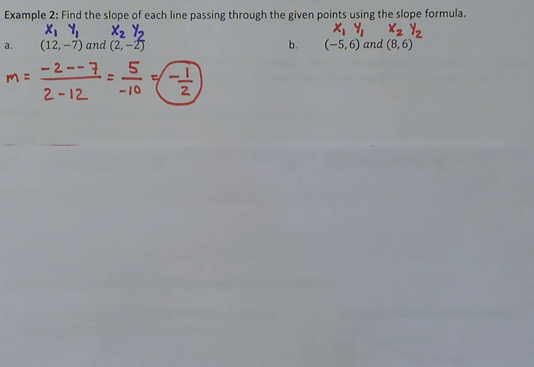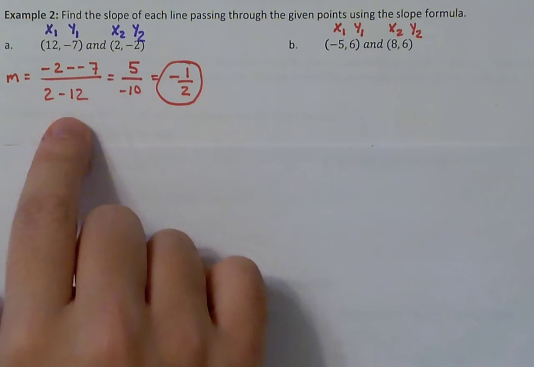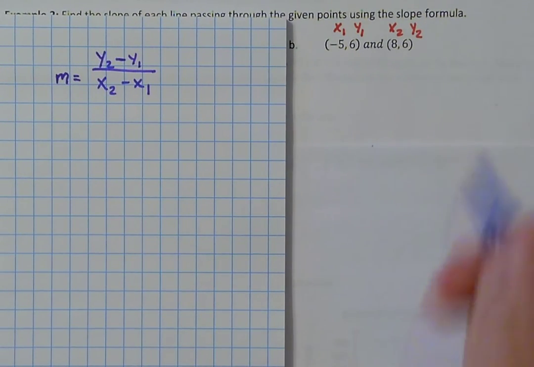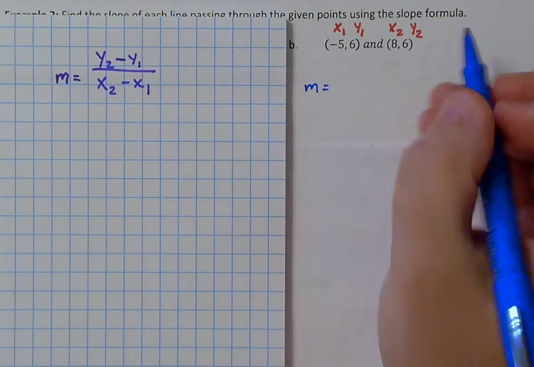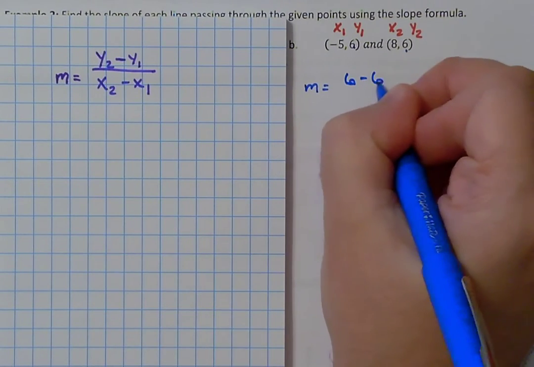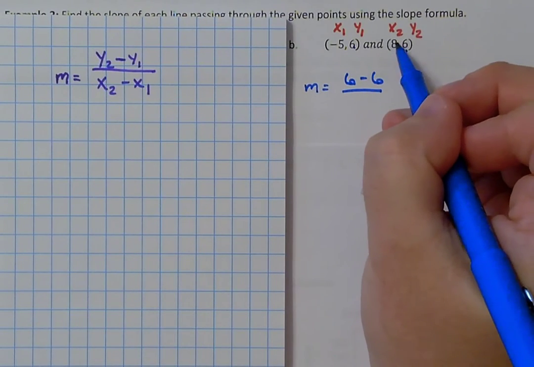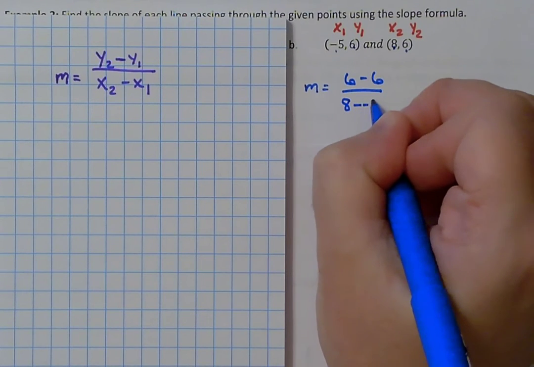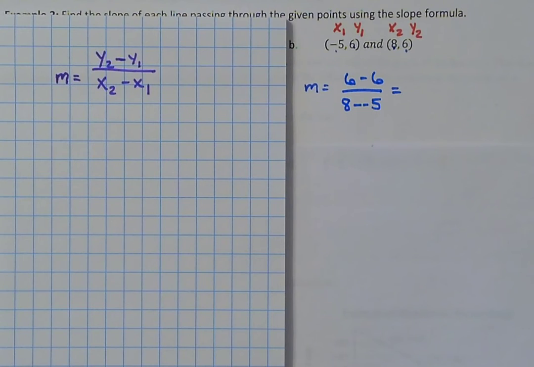So now that I've identified my x1, y1, x2, y2, like I've done here, we're going to go through and plug it into the slope formula. So my slope, m, equals y2 minus y1, so I get 6 minus 6, over x2 minus x1, so that's going to be 8 minus negative 5. So 8 minus a negative 5. So that's going to be plugging everything into the slope formula.